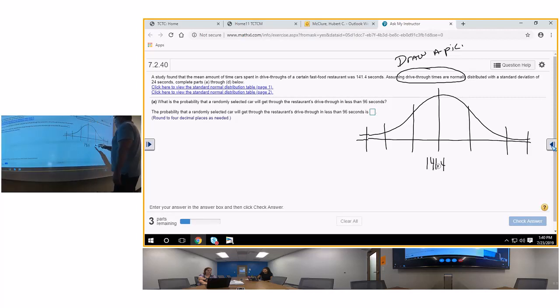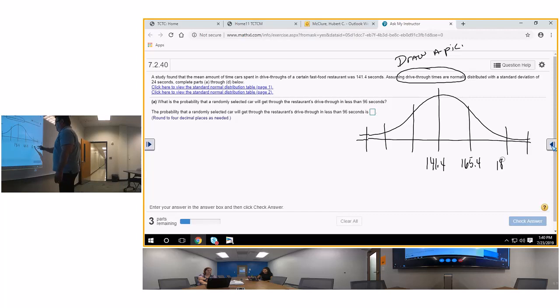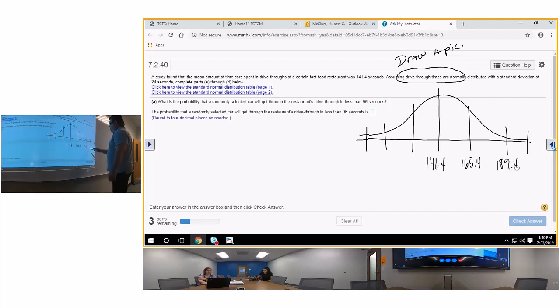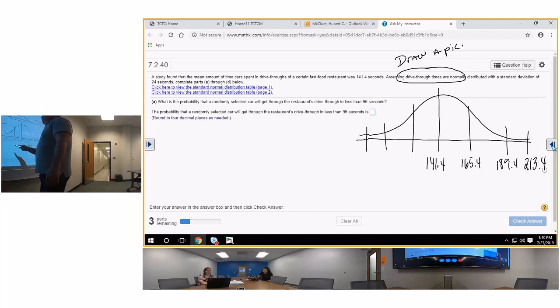165.4, the first one? Yes. And what's the next one? 189.4? Yes. And do the last one. 213.4. And somebody do the first subtraction. 117.4. Okay.